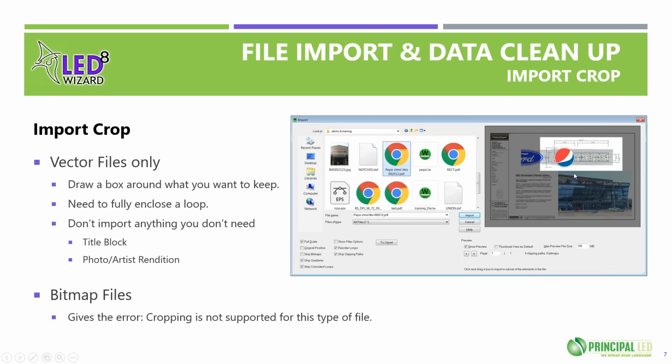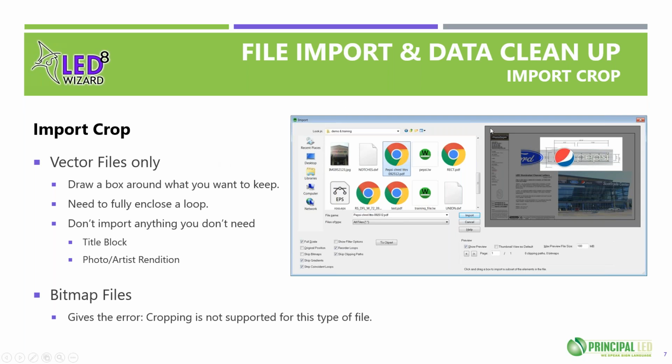So here we've got this Pepsi job, and it has the title block of the sign company. It has an artist rendition photograph. We don't need that. We don't really need the notes, and we can read this stuff, but we don't need it to import the file. So I just crop right in here, and I'll show you this exact file, and then this is all that I import. It's faster. It results in less data coming into the software.